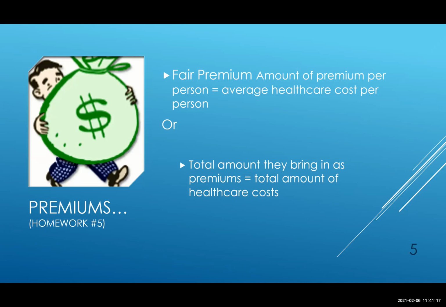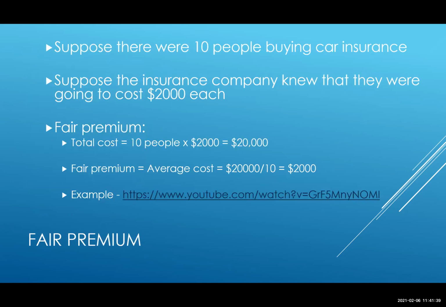So now this is where homework 5 really gets into. You guys are going to be working on how to do it on fair premiums, which is the amount of premium per person, or the average healthcare cost per person. And it's the total amount they bring in as premiums equals the total amount of healthcare costs, right?